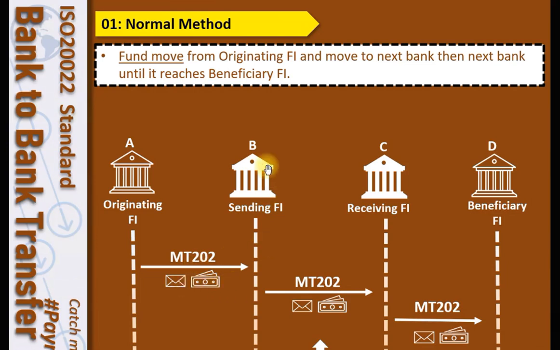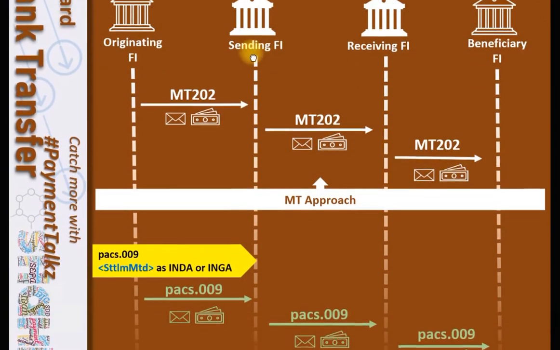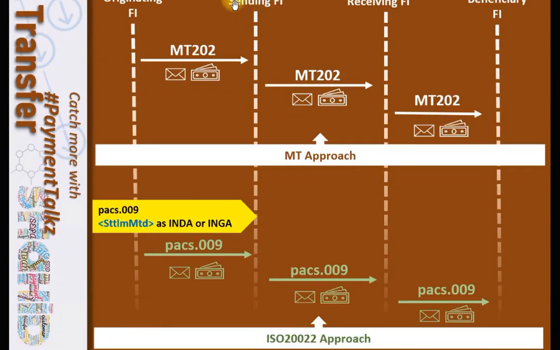Let's compare this one with MX for a simpler example. MT202 will get changed to PACS.009. Here you identify that it is not mentioned with any other keyword. So it is a normal PACS.009, which is similar in the next step and the next step. The only information is that it will have INGA, based upon the instructing agent having the Vostro account, or INDA, based upon the instructed agent having the account. So this is the very simple example of the serial method for MT202.